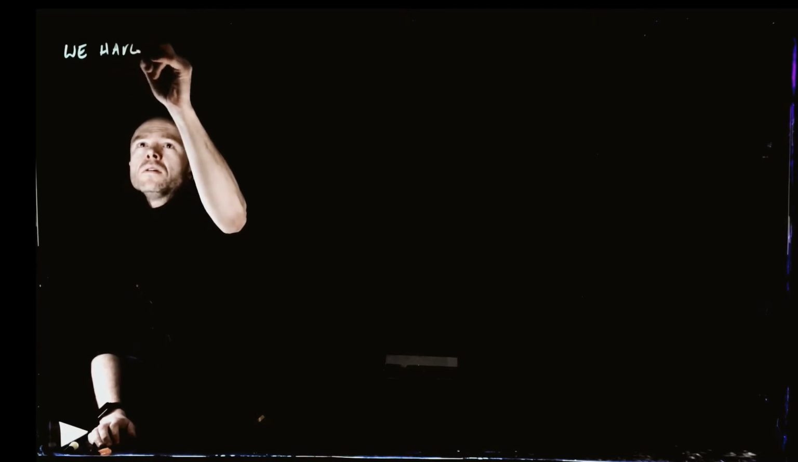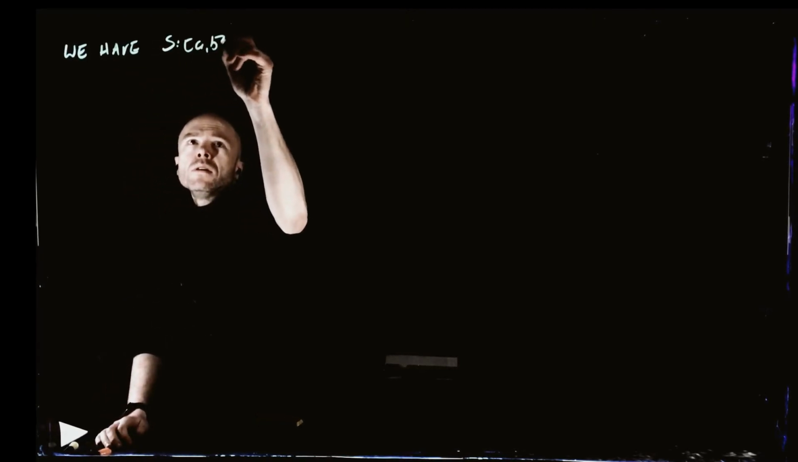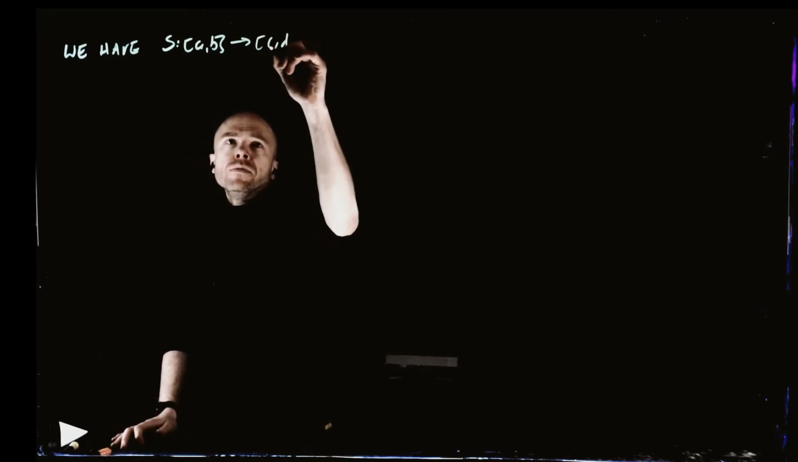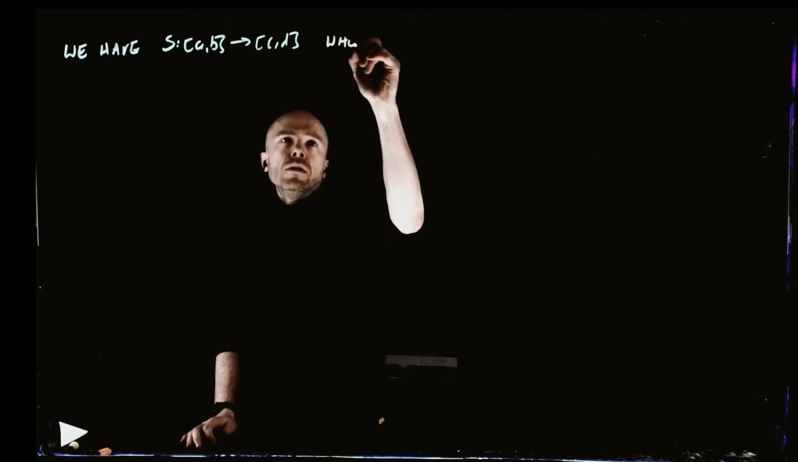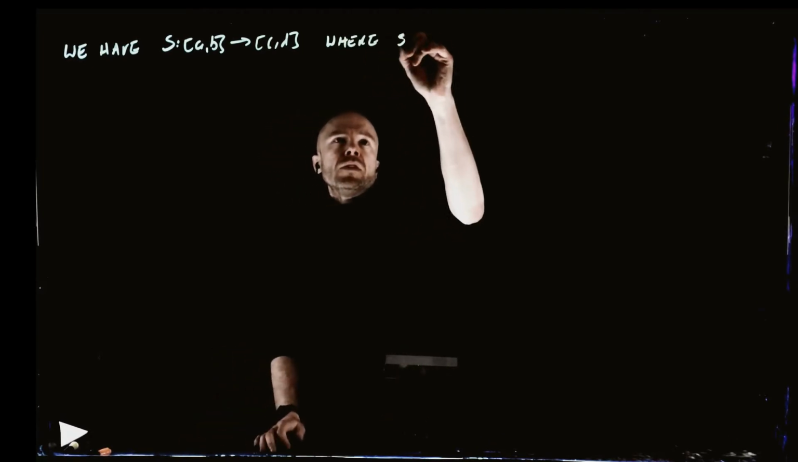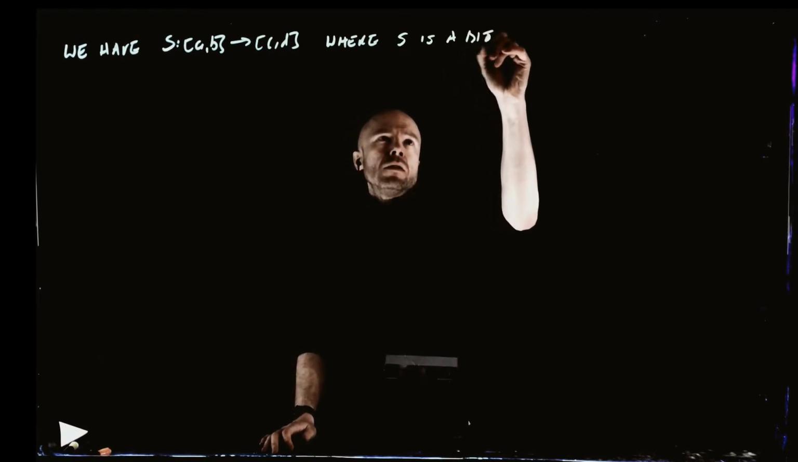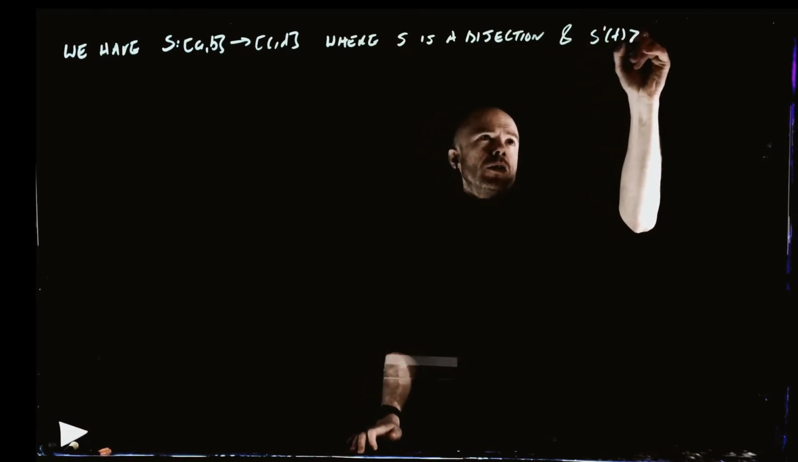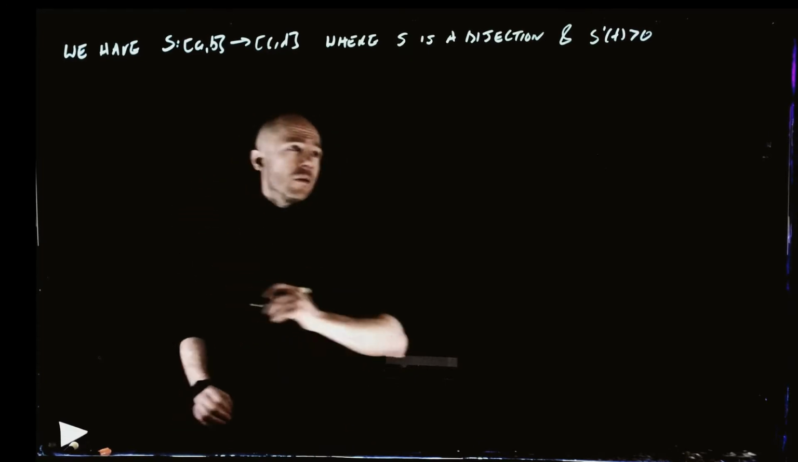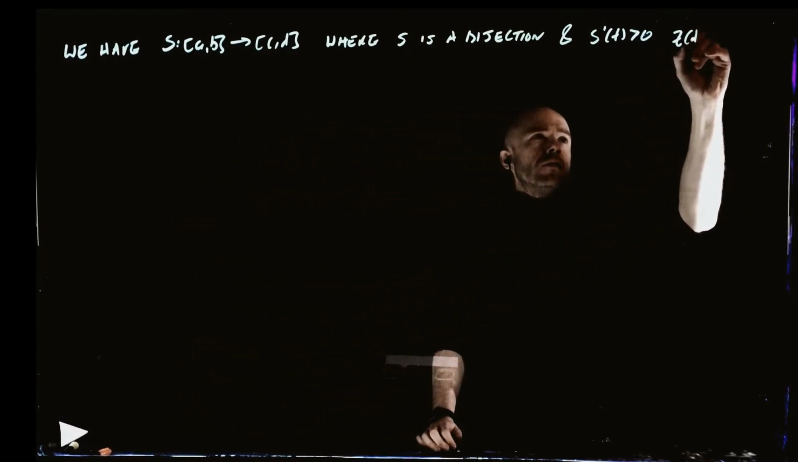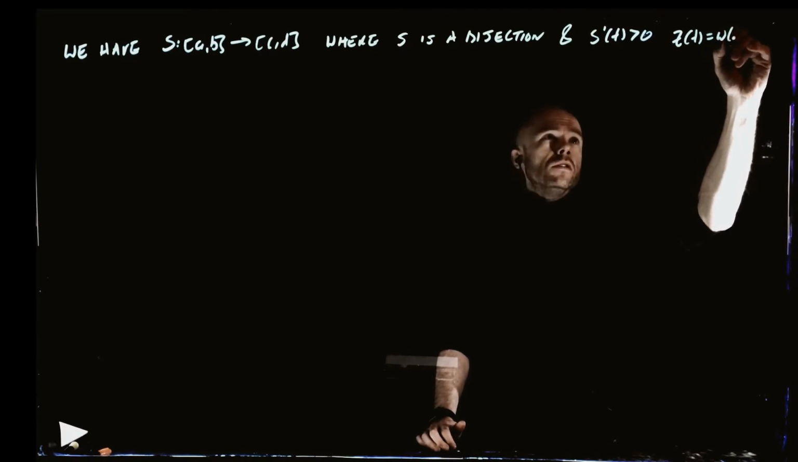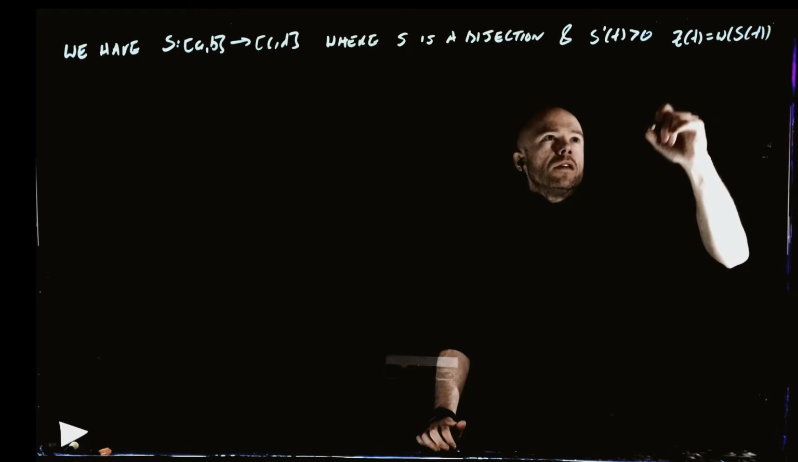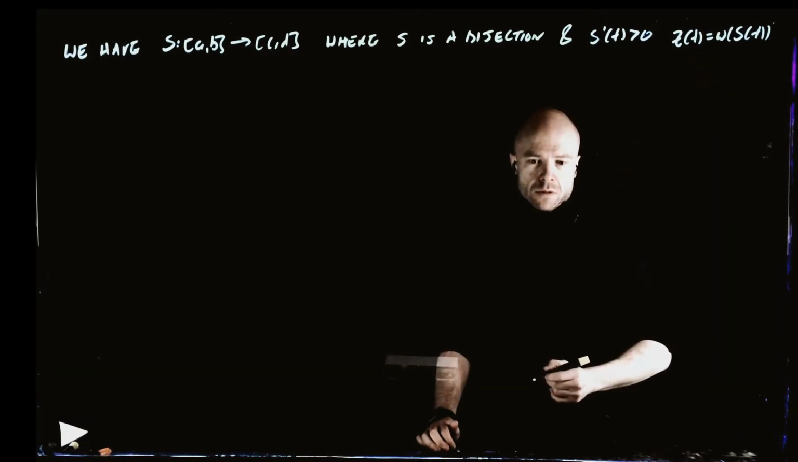So this is our condition that S goes from A to B into C to D, where S is a bijection, and S prime of T is bigger than 0, and Z of T equals W of S of T, like this. Okay.